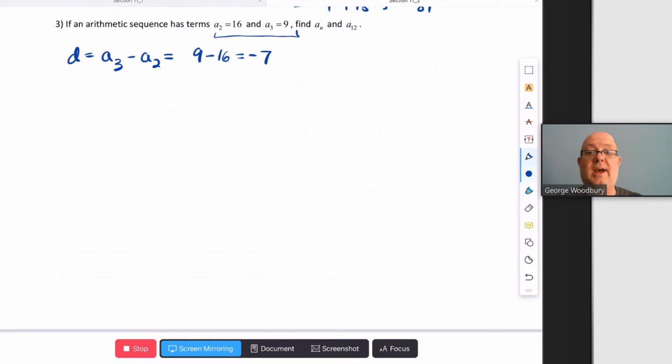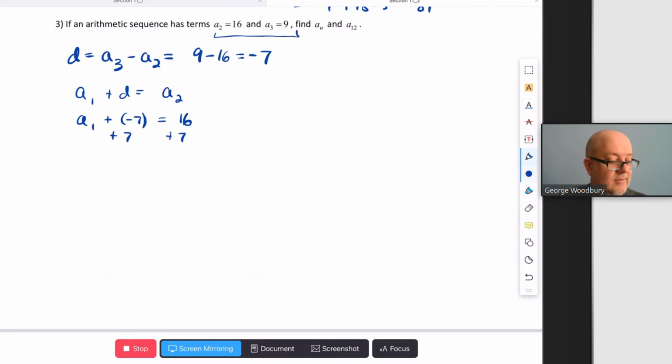Now we can reason out what a sub 1 is because it's only one step in front of a sub 2. But you can think of it this way too. A sub 1 plus the common difference equals a sub 2. So a sub 1 plus -7 is supposed to be equal to 16. And if we add 7 to both sides of that equation, we see that a sub 1 equals 23. So now we've got our common difference and our first term.